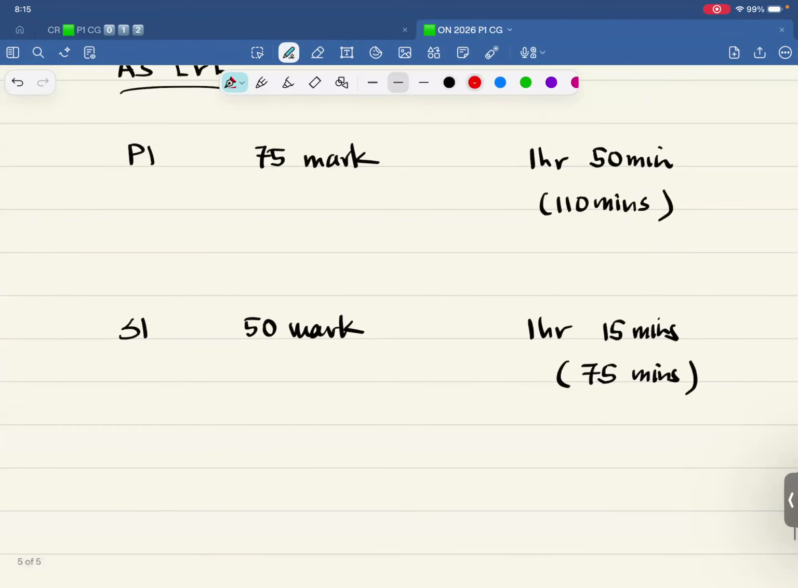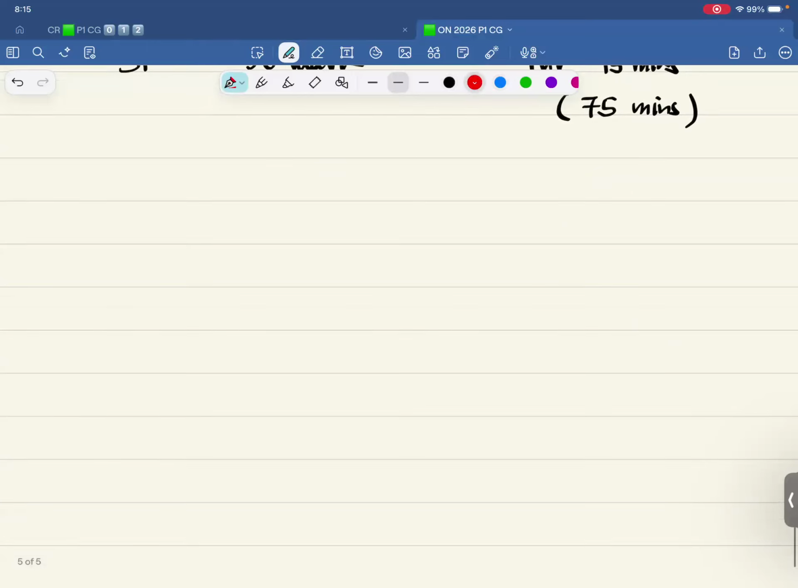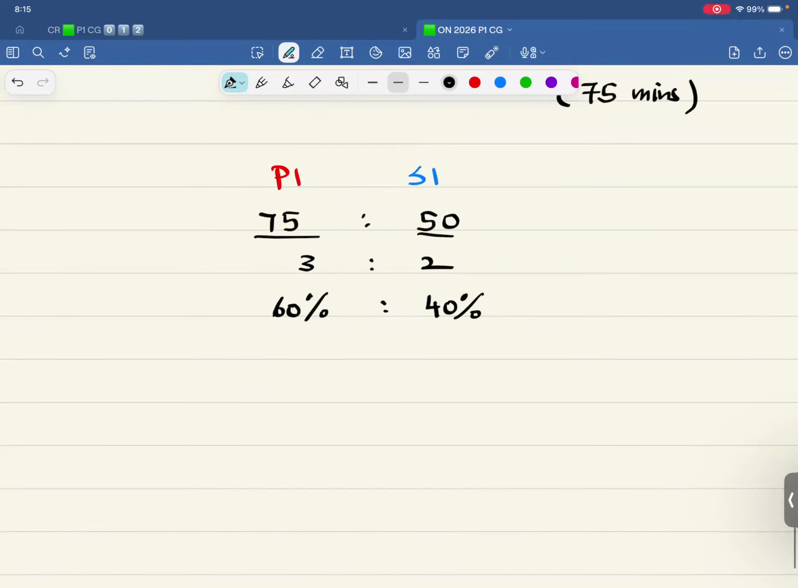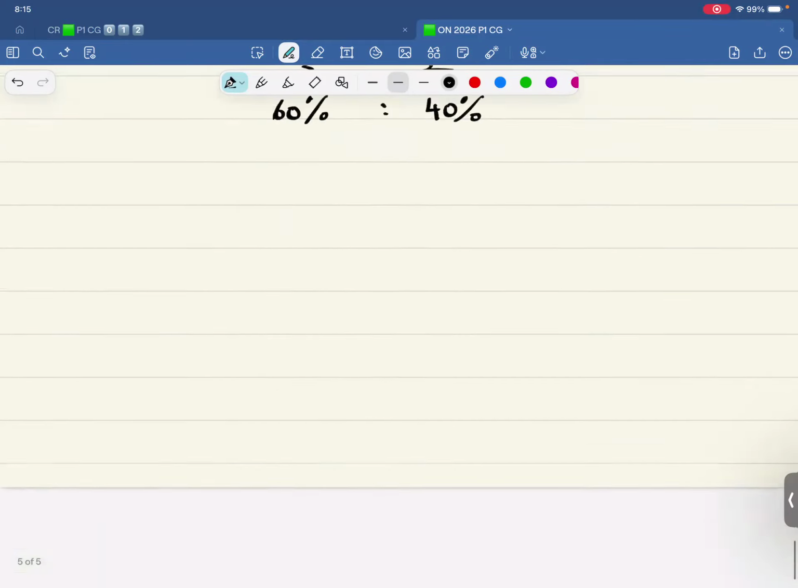Now look at the marks. This is 75. This is 50. So when we talk about P1 and S1, it's 75 is to 50. That's in a ratio of 3 is to 2. This is 60%. This is 40%. That is the weightage. The marks themselves are the weightage. So 60% belongs to P1, 40% belongs to S1.